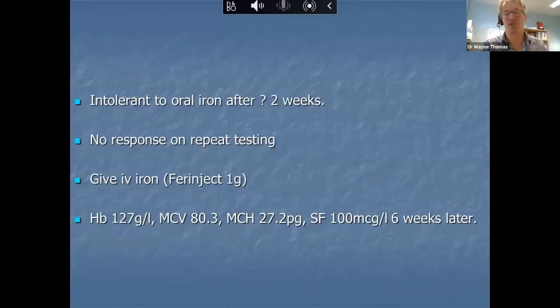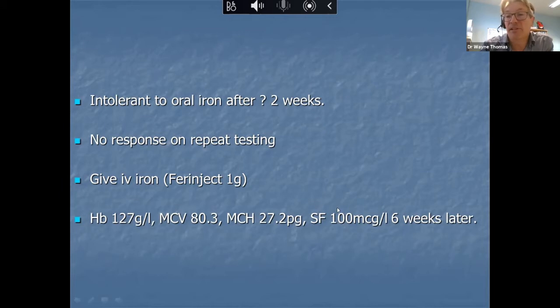Well, unfortunately, of course, this lady was intolerant to oral iron. And hemoglobin didn't change. So we gave her Ferinject because she's iron restricted. She's got an apparently normal ferritin. We probably know that because she's got an uprated inflammation, she probably won't absorb it orally anyway. So give it intravenously, flood those transferrin receptors, get the iron taken up, and lo and behold, she responds. So now the MCV is still normal.